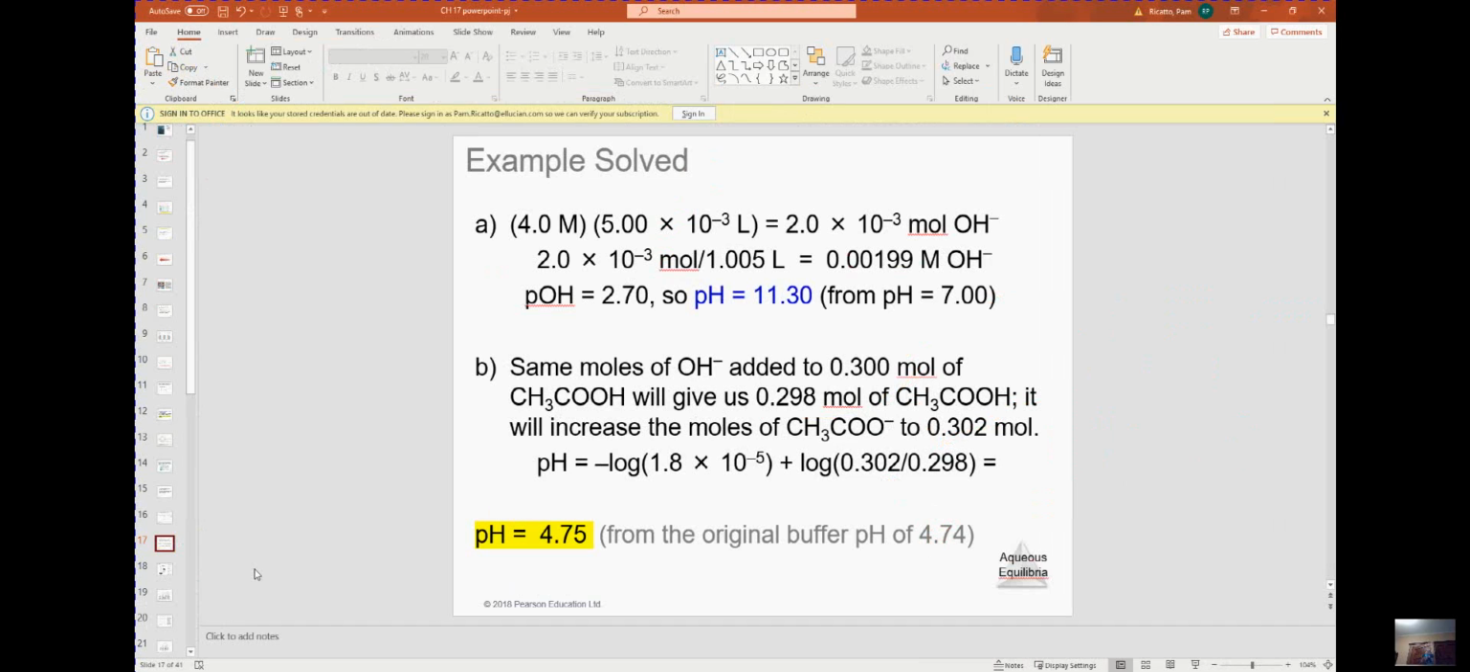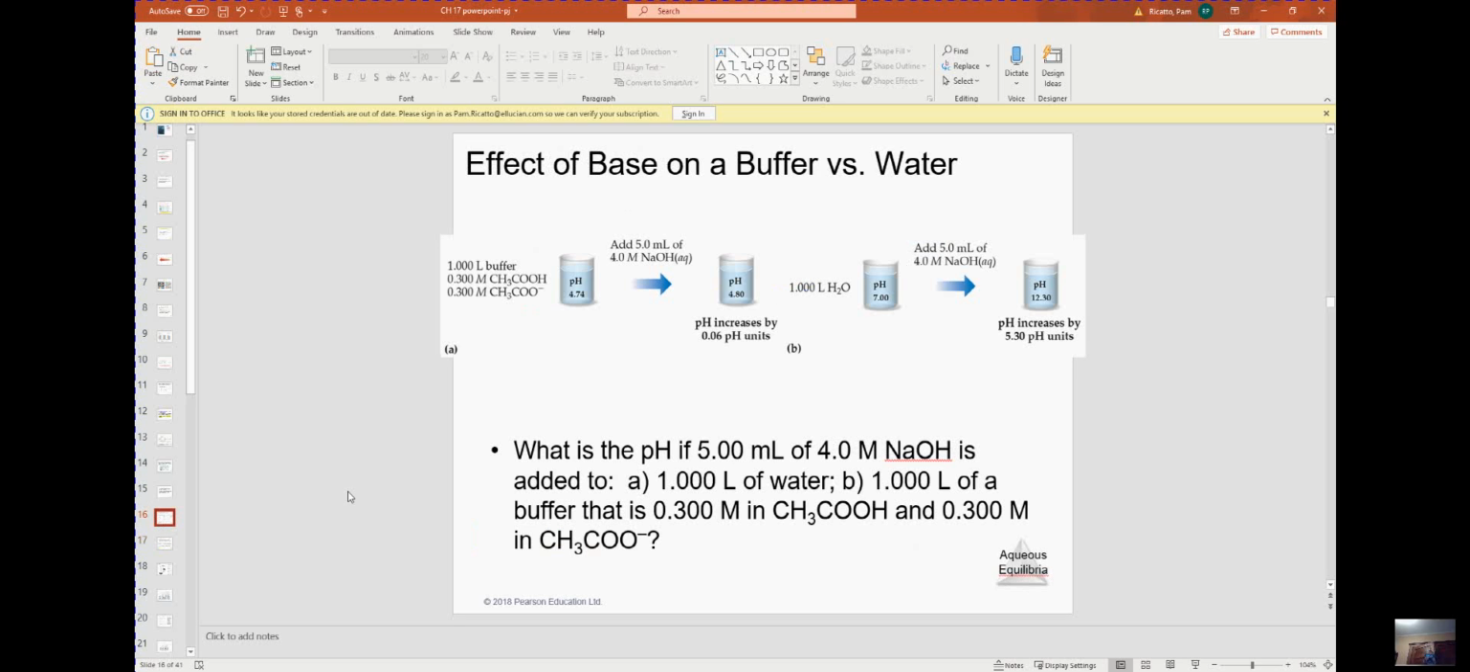Oh, the last thing, look how small this solution went up. This thing was so buffered. 0.74 to 4.75. It went up because I'm adding sodium hydroxide. Okay, I just want to go back and look at the question. Okay, so this guy is not exactly the same. Okay, let's see what the difference is.